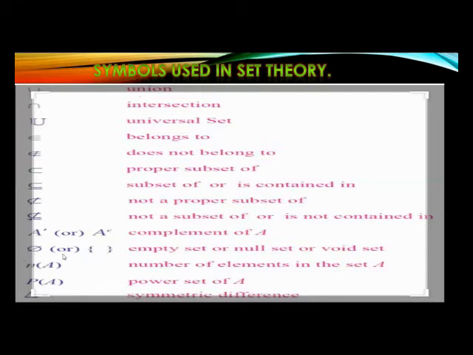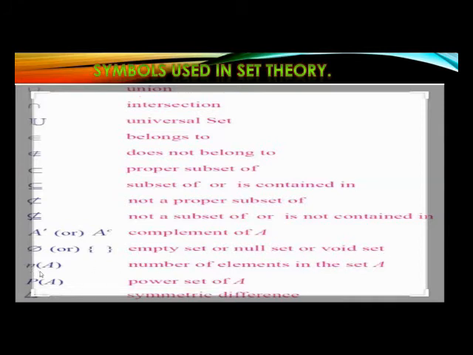Then the new symbol, the empty bracket. We read it as empty set or null set or void set. So this symbol has the meaning empty set or null set or void set. So there are three meanings for that.